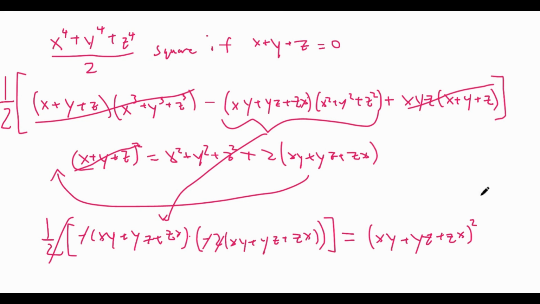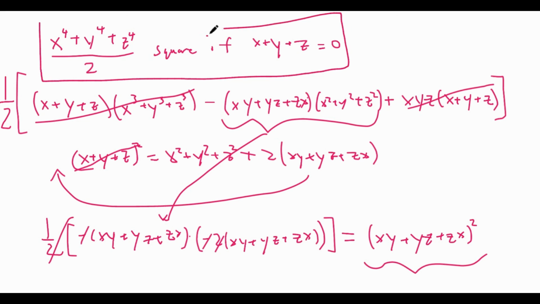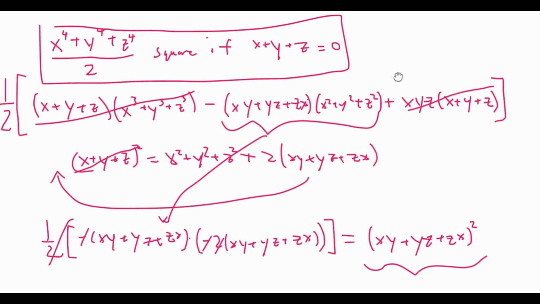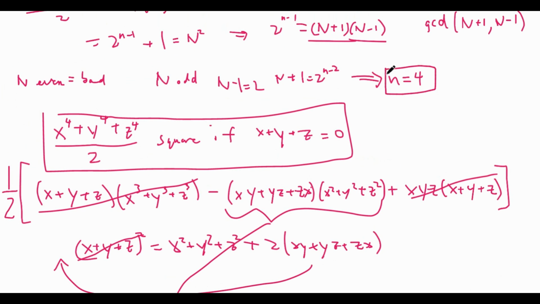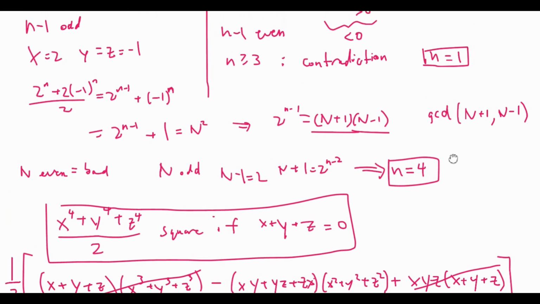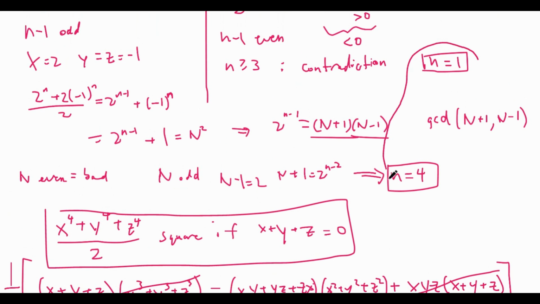squared. And in fact, since x, y, z are all integers, then xy plus yz plus zx is an integer, so this thing is a perfect square. And since this thing equals x to the 4 plus y to the 4 plus z to the 4 over 2, we find that when n equals 4, this is indeed always a perfect square whenever x plus y plus z equals 0, so n equals 4 is also a solution. So our two solutions are n equals 1 and n equals 4, and we are done.